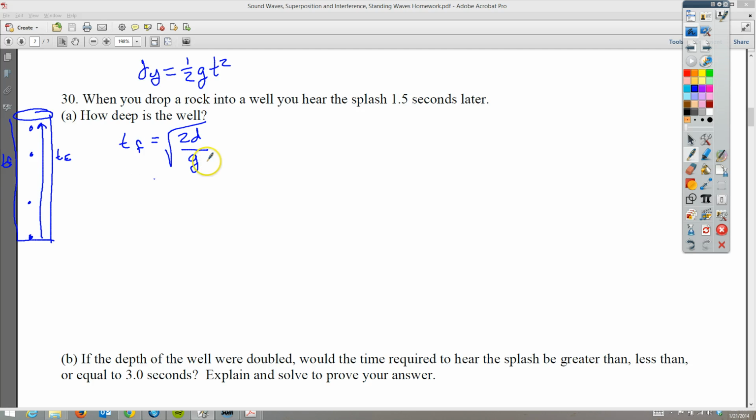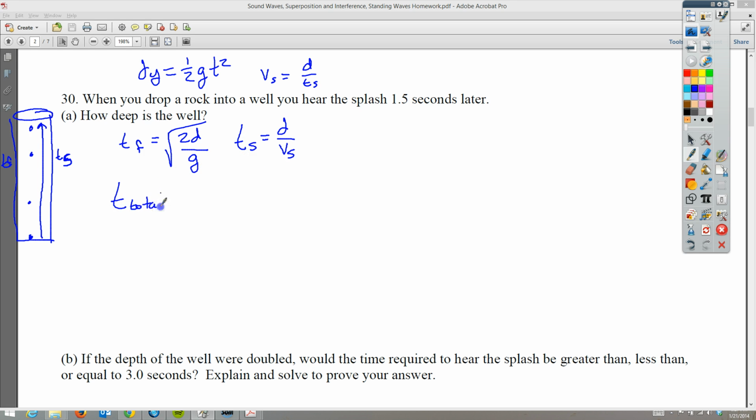The other time that we need is the time for the sound to come back up. So let's actually change this to TS for the time of the sound. And that's really simple. That's just equal to the distance that it travels divided by the velocity of the sound, because we know the velocity of the sound should be equal to the distance the sound travels divided by the time that it takes for that sound to travel. We're going to use both of these equations to set up one equation.